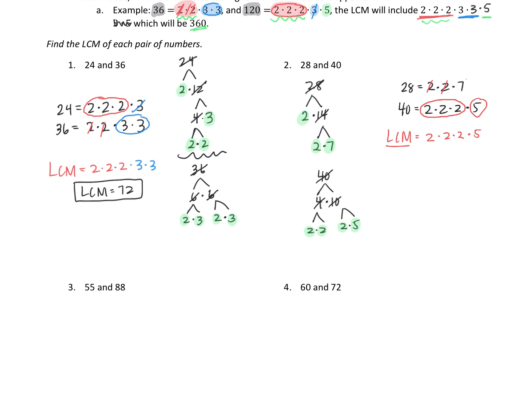And then I see a 7. I need to include that. And now I've included everything, all the different factors, the most times that they appear in any list. And so now I need to multiply those together and see what I get. So 3 2's, a 5, and a 7. I got 280. So hopefully you did too. So our LCM is 280.